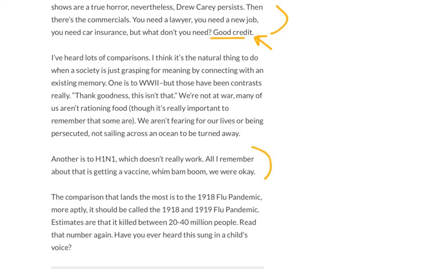Again, too, notice that Amanda's paragraphs kind of vary in length, and she had nothing else to say about H1N1. She moved on to another comparison. She was talking about a new topic, though, so she changed paragraph.